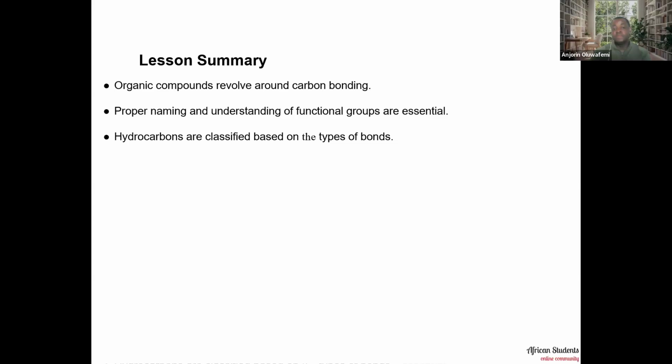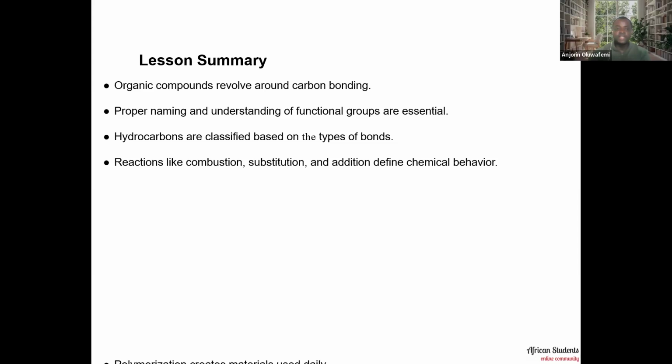So hydrocarbons are classified based on the types of bond that they have. So you can have alkanes, which is the single bond, alkenes, double bond, then alkyne, which is the triple bond hydrocarbon. Then reactions like combustion, substitution, and addition define chemical behaviors, and these are all peculiar to different classes of hydrocarbon. They all undergo combustion to give us CO2 and H2O, just like we talked about. We said that alkanes are the only one that goes through substitution. Then addition is peculiar to the unsaturated hydrocarbons, which are the alkenes and the alkynes, okay?